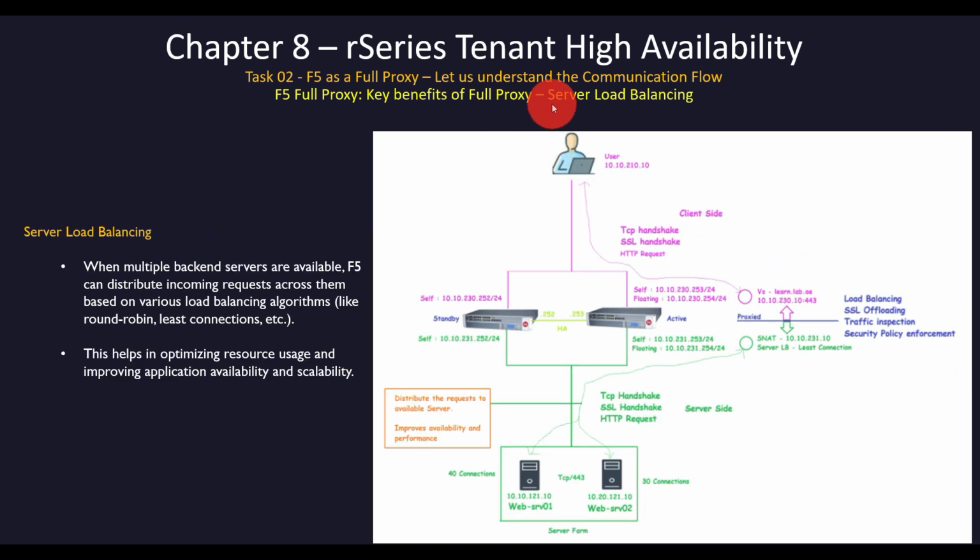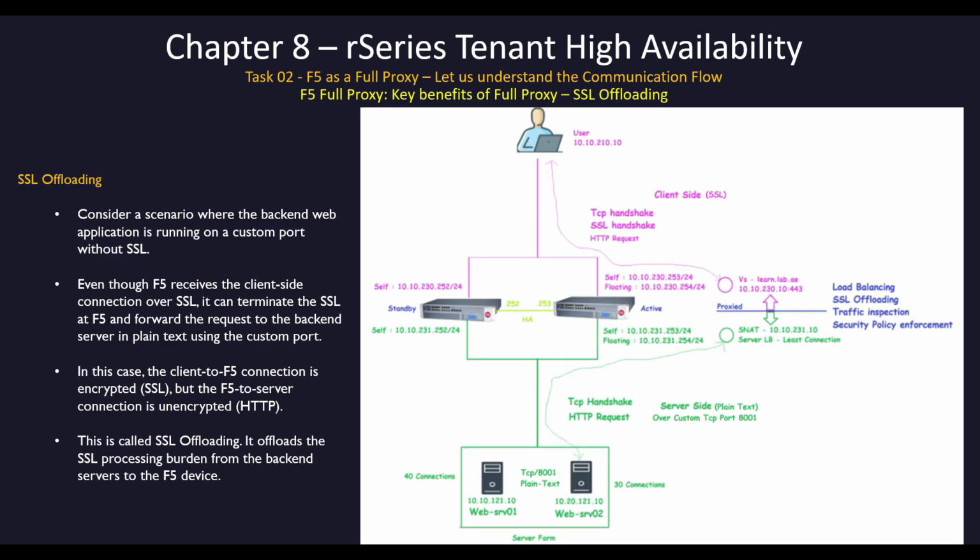The first feature is server load balancing. When multiple backend servers are available, FI can distribute incoming requests across them based on various server load balancing algorithms like round robin, least connections and much more. This helps in optimizing resource usage, improving application availability and performance.